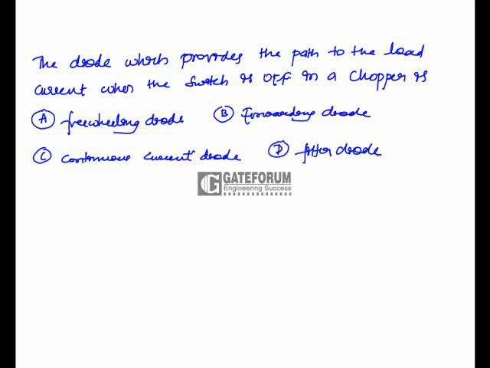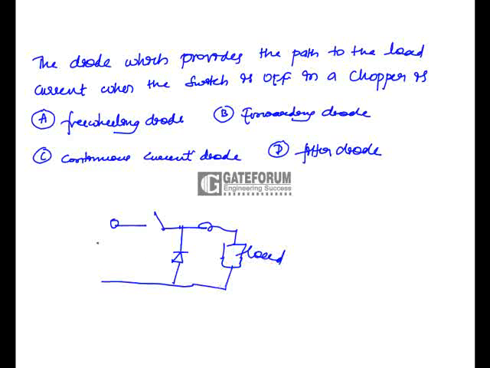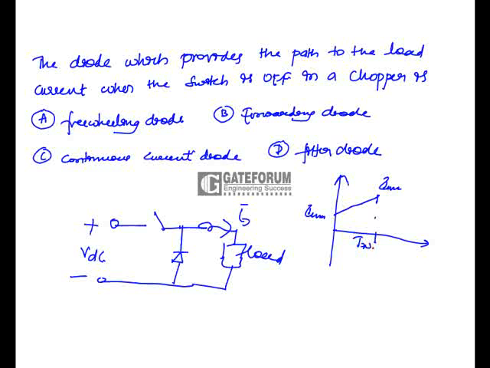Which provides a path to the load current when the switch is off in a chopper is, let us take a chopper circuit, a step down chopper circuit. Here you have a diode and an inductor in series with the load. This is the load input to the chopper. Let us take this one as Vd. When the chopper is on, this diode is reverse biased. Current through the load, let us take it as I0. Initially, let us take this as having the minimum value of current, I minimum. This one is I maximum. Up to this point, this is the on period of the chopper.